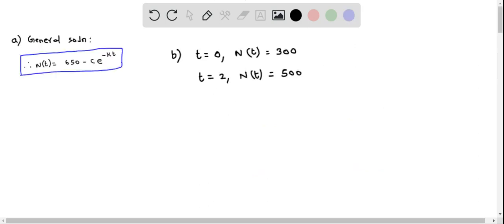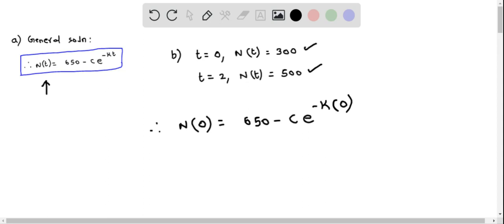Let's do part B. Here we find the particular solution of the differential equation using this initial condition, that is, when t equals 0 the population is 300, and when t equals 2 the population is 500. So first let's plug in the value of t equals 0 and n of t equals 300 into the general solution. Therefore when t equals 0, n of 0 equals 650 minus C e raised to the power of negative k times 0. n of 0 equals 300.